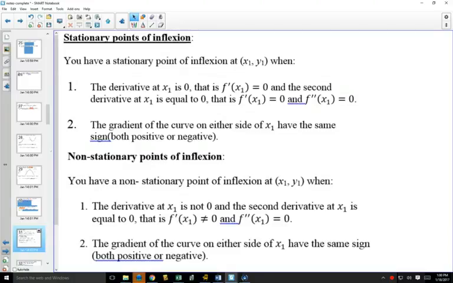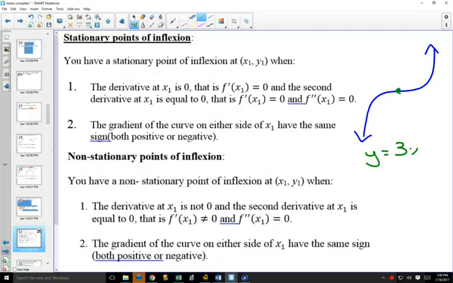An example of this is your x cubed graph. Right here at 0, 0, if we did the derivative of x cubed, can you see this is the x cubed graph? Your derivative is 3x squared. And so you get a stationary point at x equals 0, because our derivative is equal to 0.